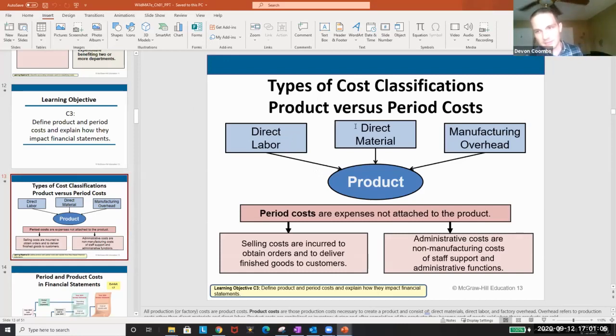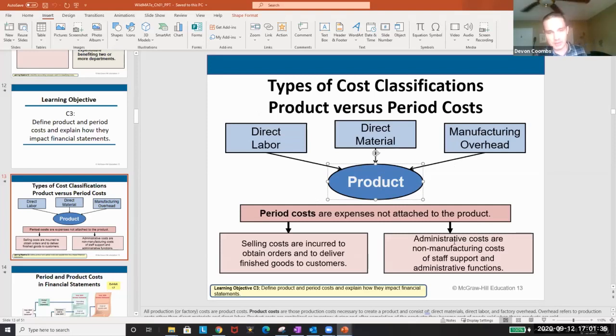Direct labor. Pieces that go into a product. So we talked about direct labor, we talked about direct material. Manufacturing overhead is just anything not in these two buckets. So your factory overhead costs include your electricity, maybe your rent, maybe your supervisor costs, but they have to go into making the product.